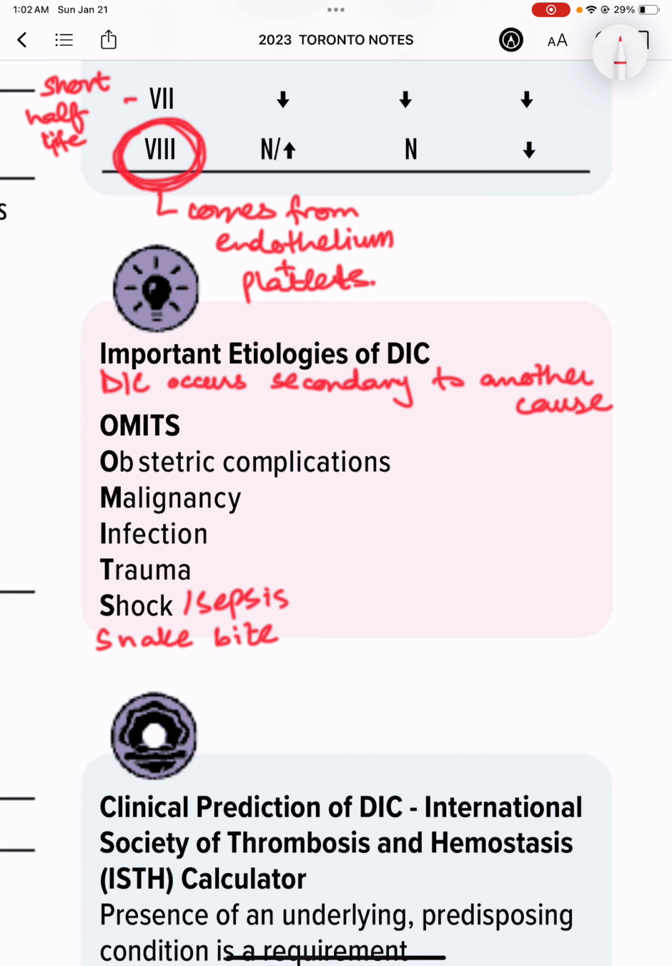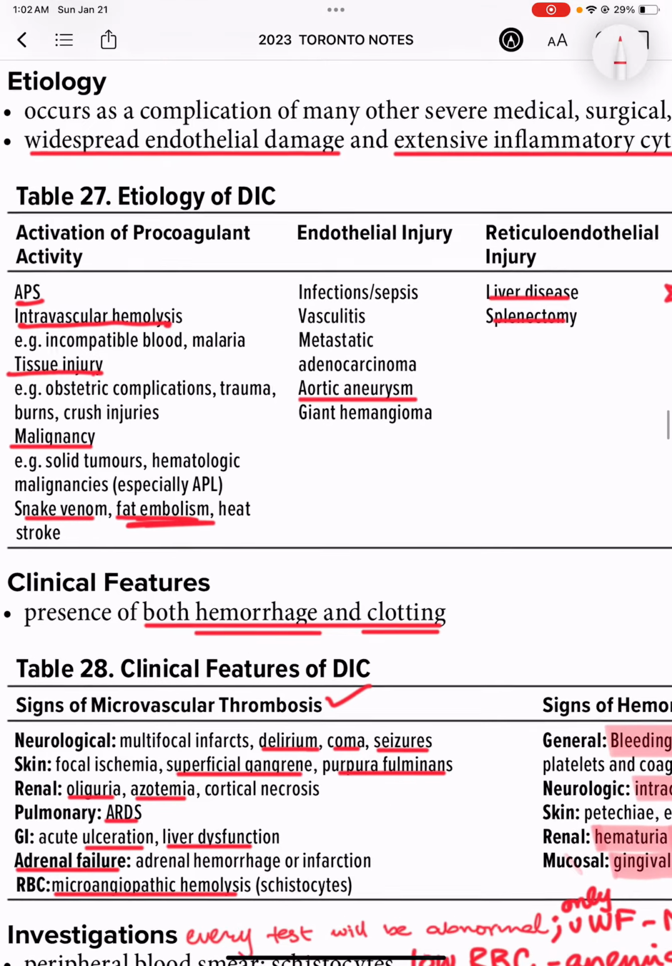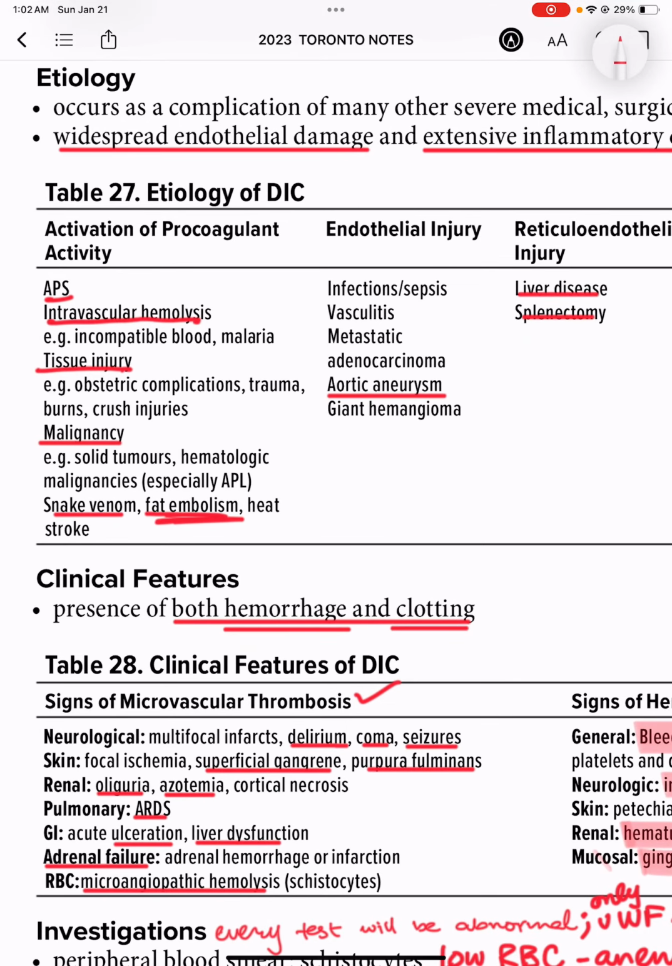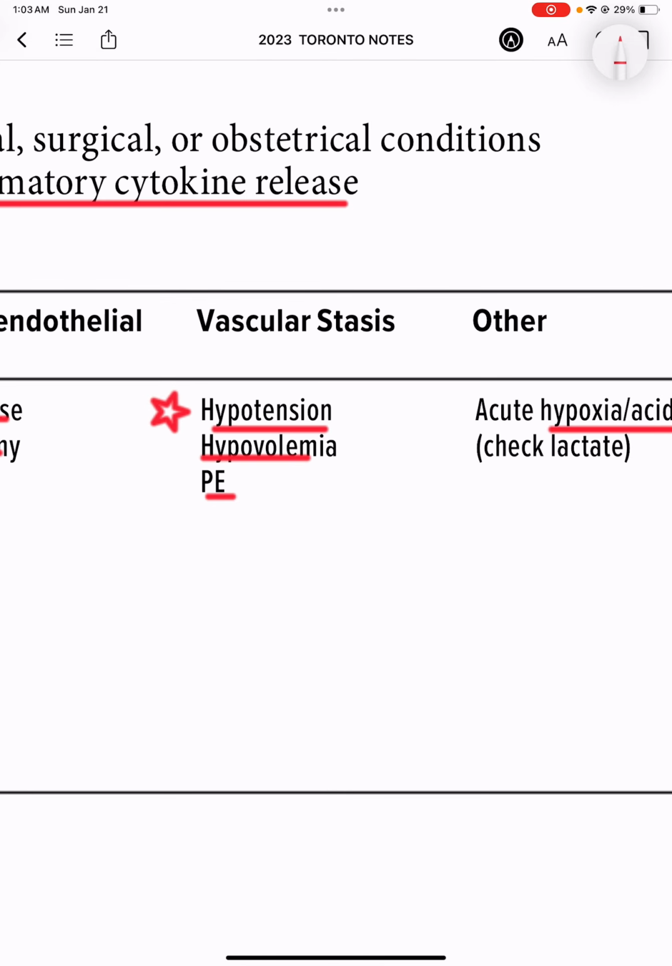OMITS is the mnemonic for that: Obstetric complications, Malignancies, Infection, Trauma, Sepsis or shock, and then there would be snake bite too. So don't forget OMITS. And there are some more etiologies of DIC too, like antiphospholipid syndrome, and maybe some intravascular hemolysis going on which triggers DIC, so that all of a sudden the cascade starts being activated, and then there's depletion of platelets and depletion of clotting factors. We are just losing them all. So tissue injury, malignancy, snake venom, fat embolism, aortic aneurysm, liver disease, splenectomy, and hypotension or hypovolemia.